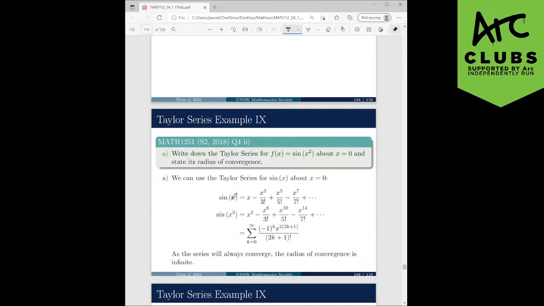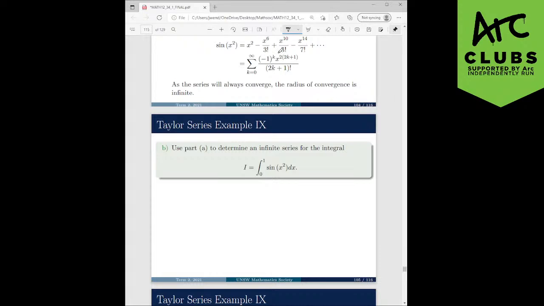Sine of x squared, you swap out the x for an x squared, and you get the answer. You really do. Just swap out the x for an x squared. This interesting looking sigma form is just collapsing this whole thing down into a nicer general formula. And because sine x converges for all real numbers, that means this series still always converges. So the radius of convergence is infinite because you cover all the values of x and it converges over all of them. So that's the answer for radius of convergence.